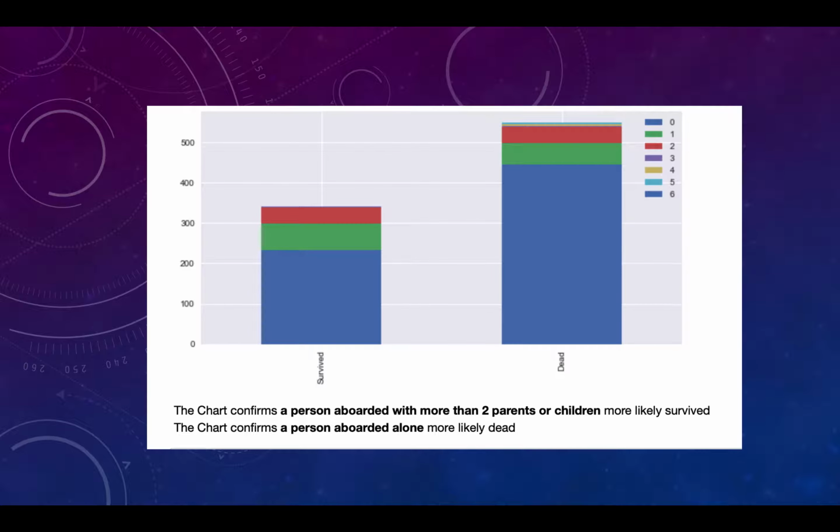So this is the third chart, which shows that if a person boarded by himself, he is more likely to die because he doesn't get help from any other people. And if a person boarded with more than two parents or children, they are more likely to survive. Maybe they help each other, so they get a better chance of survival.